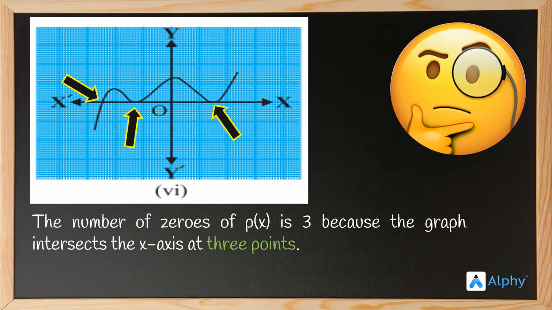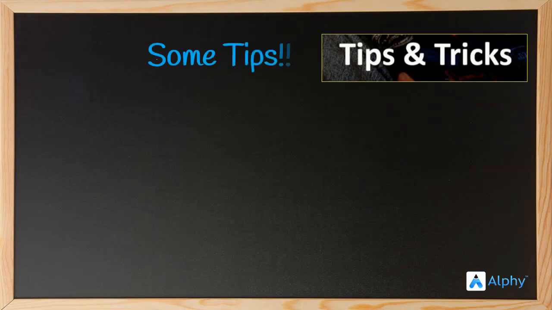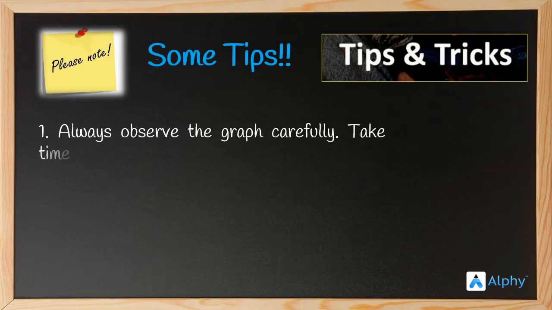So now I hope that I made this question very clear for you. Let's take a look at some tips and tricks which are going to help you in solving similar types of problems. Always observe the graph carefully, take time and read the question carefully as well. Try to observe the graph and try to understand what the question is trying to ask you. Don't just assume anything and observe the graph very carefully.